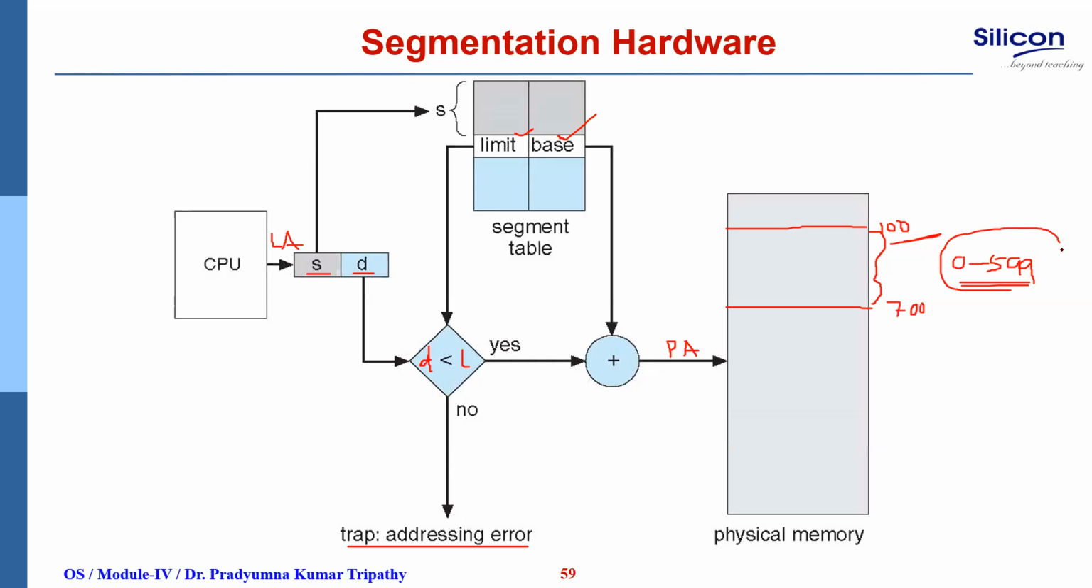So this address, which is the displacement, should be less than this limit. What is the limit? In our case, the limit is 600. So this displacement must be less than this limit. If it is less, then it will be added with this base to get the physical address. Is it understood or any doubt? Any doubt from this slide? This is important. This hardware is important for segmentation.